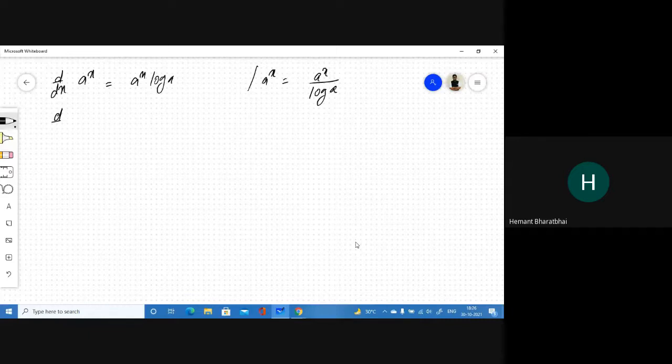Next, which I have already showed you, d dx of x raised to n was n into x raised to n minus 1, and here integration of x raised to n dx will be x raised to n plus 1 upon n plus 1. Every time you will have to put plus c over here. So these are the two formulas which are different.